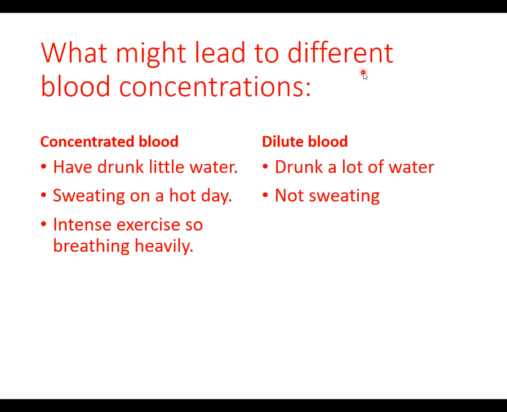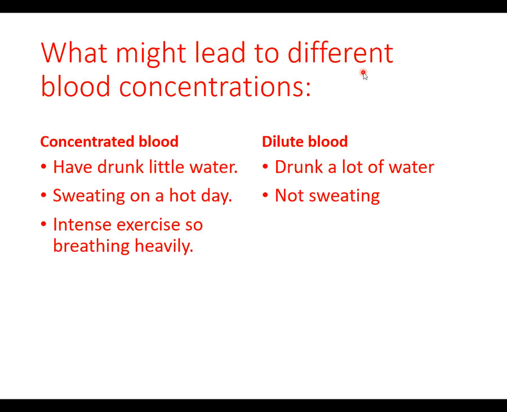So why might you have different concentrations of water in the body? Your blood might be quite concentrated, with very little water in it, because you might not have drunk a lot of water, or you might be sweating, or doing very vigorous exercise, breathing heavily and breathing out a lot of water vapour. Or you might have very dilute blood. You're not moving around very much, and you've drunk quite a lot of water that day, so your blood might be quite dilute. So these are the two situations.